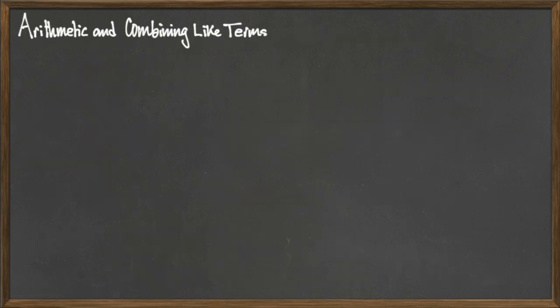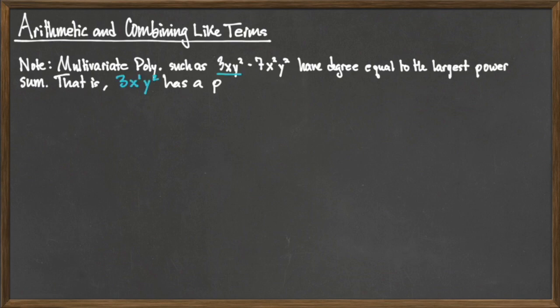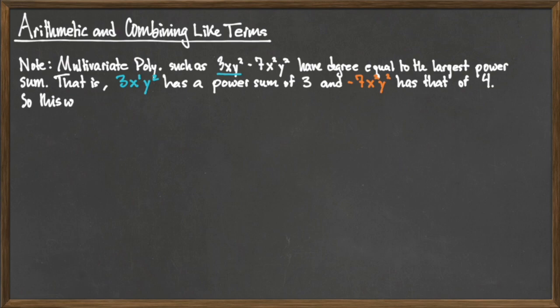Some of our examples will address what is called a multivariate polynomial. In other words, a polynomial with several variables, but each exponent is still a non-negative integer. For a multivariate polynomial, you calculate the degree by looking at the power sum of each term. So I have a term of 3x to the first y squared, and another term of minus 7x squared y squared. The highest power sum is going to be 4, which comes from that minus 7x squared y squared. So I would call this a degree 4 multivariate polynomial.